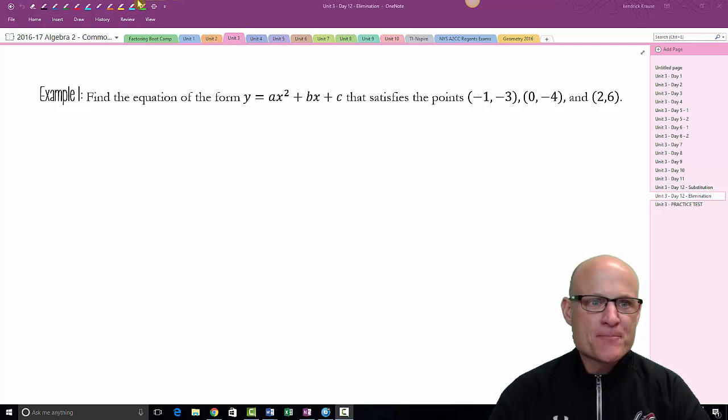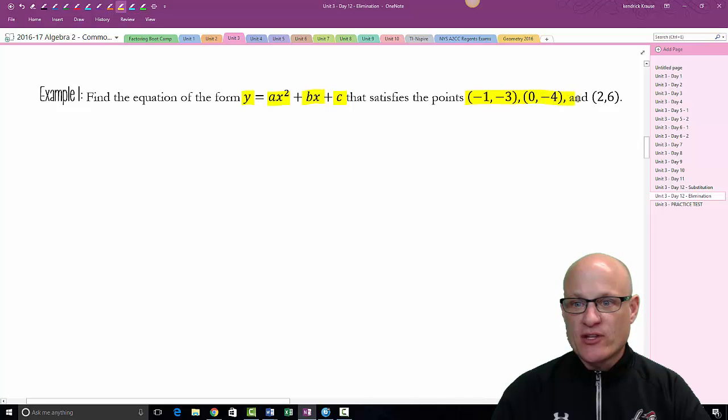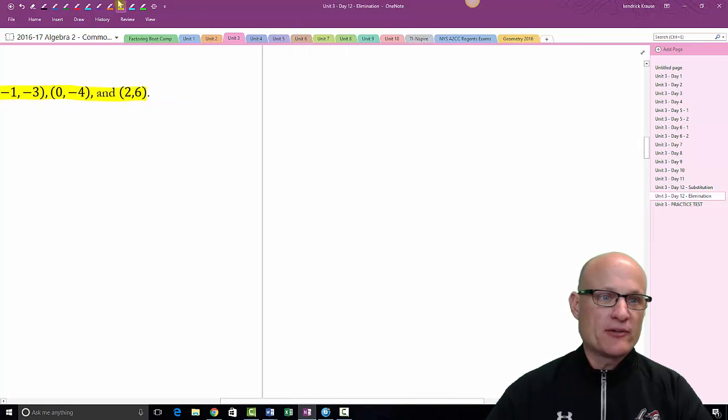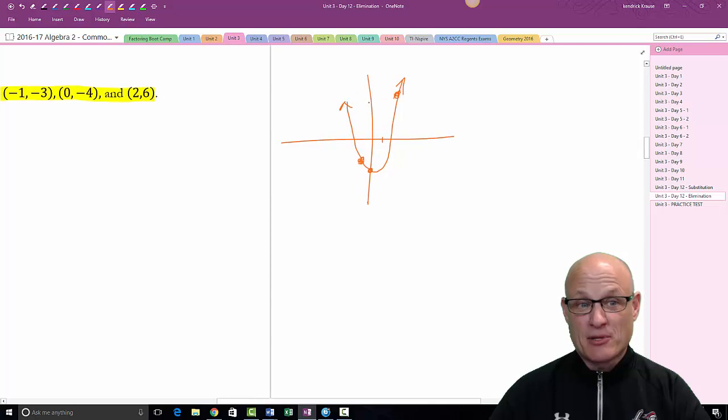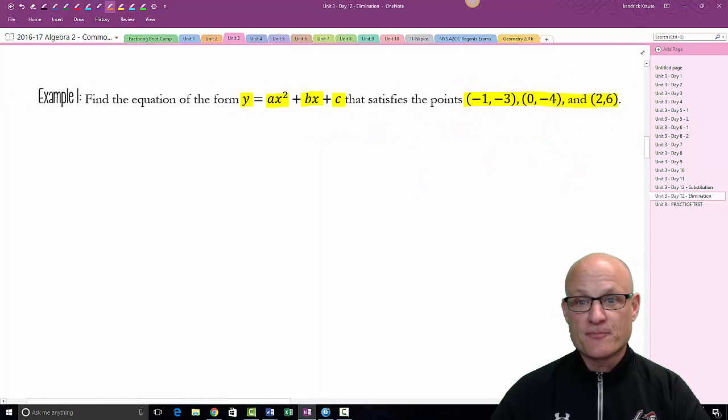So what I want you to do is find the equation in the form y equals ax squared plus bx plus c that satisfies these 3 points. So in effect, you have these 3 points: -1, -3, 0, -4, and 2, 6. Somehow they make a parabola. I need to find the equation of that very specific parabola that goes through these 3 points.